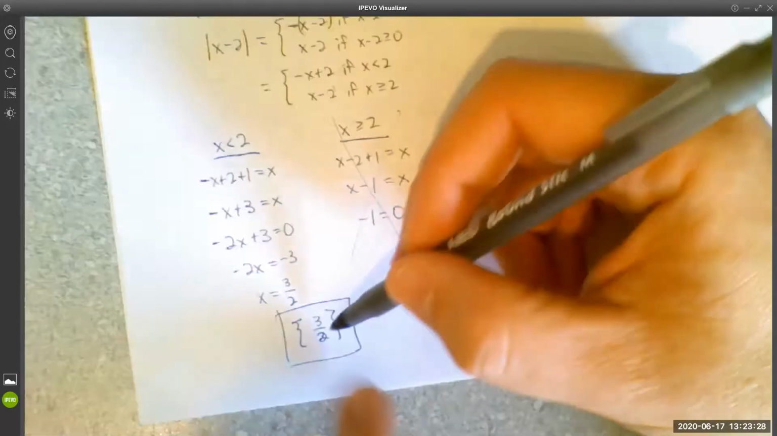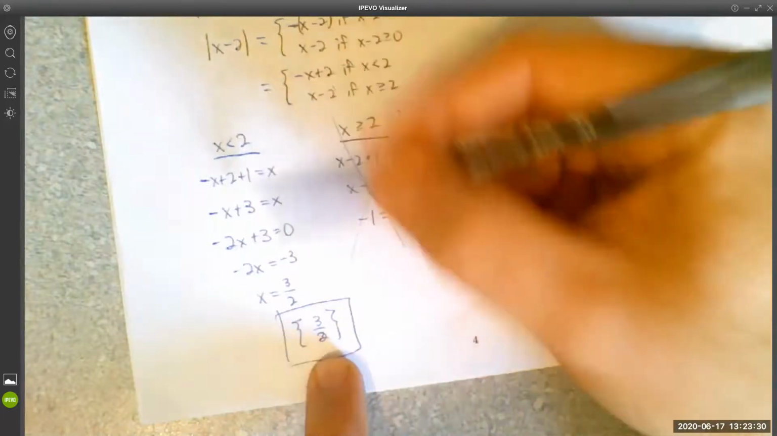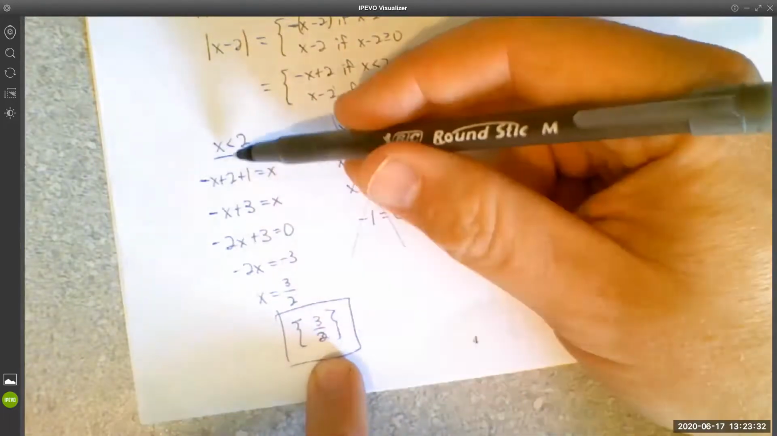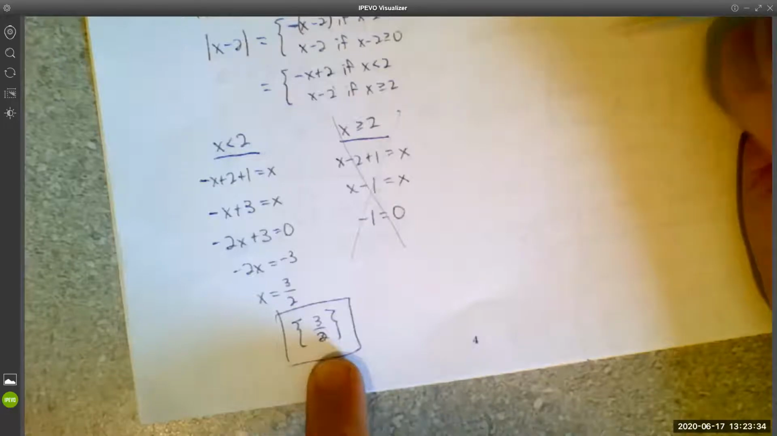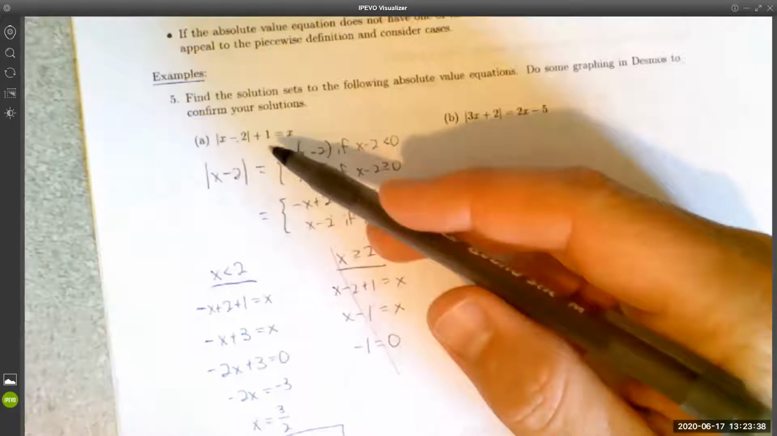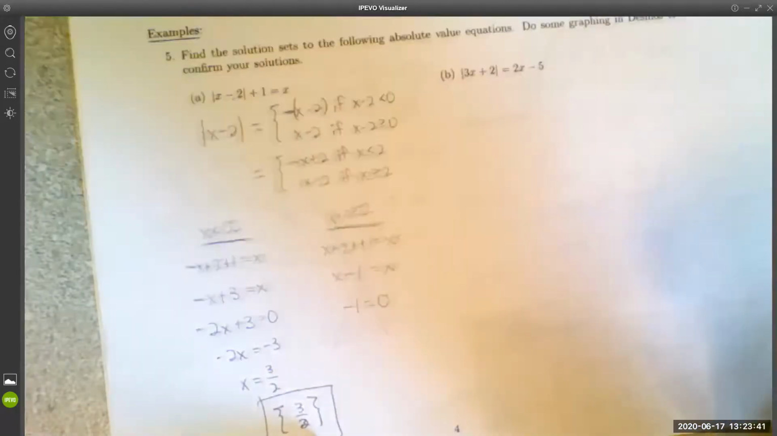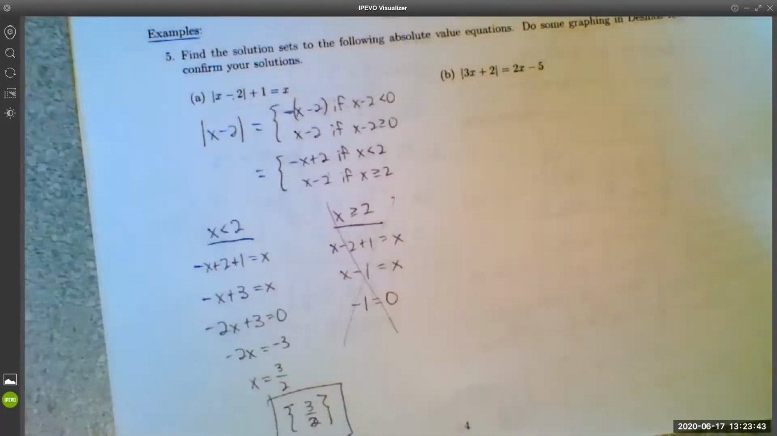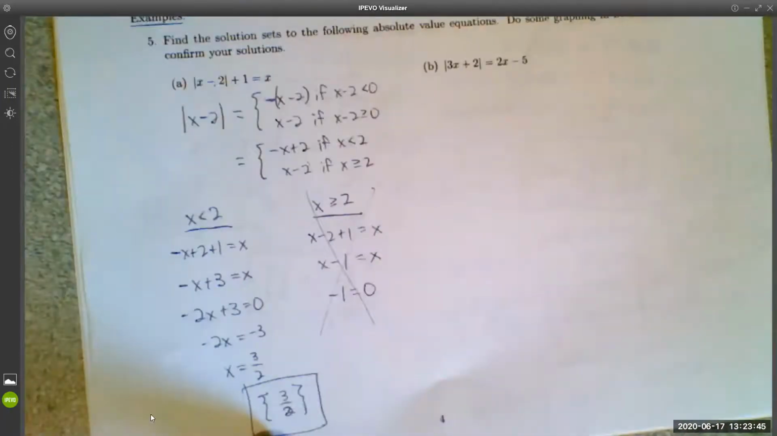Notice that 3/2 is less than 2. So my solution matches with the case that I started with. That's important, and you'll see why in the next part. But let's graph these two things to verify that this is in fact the one and only solution.